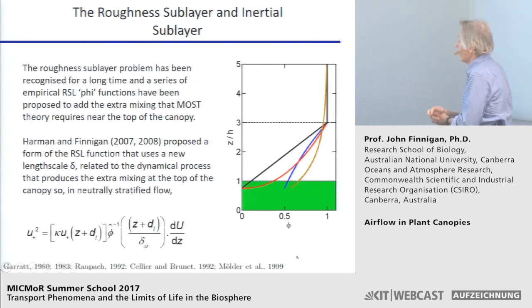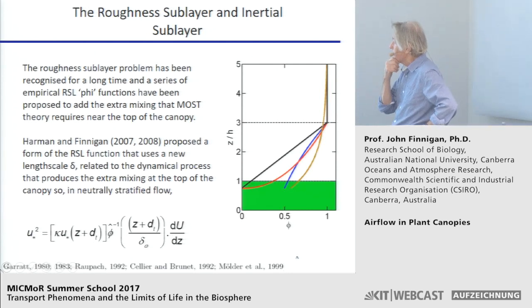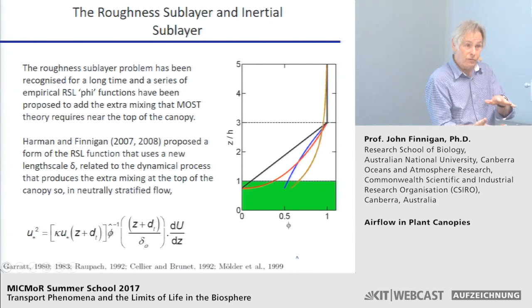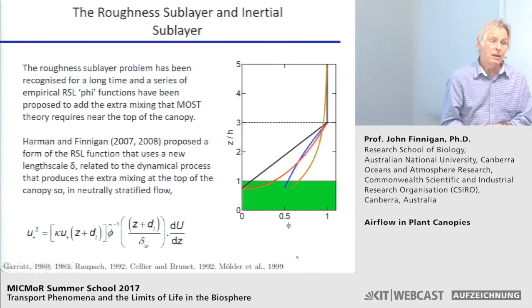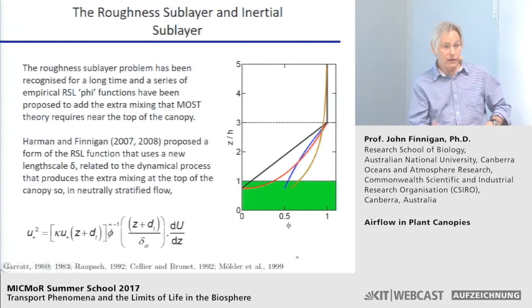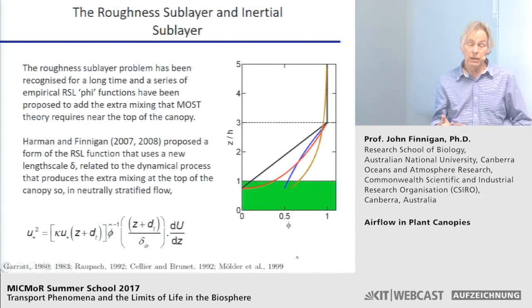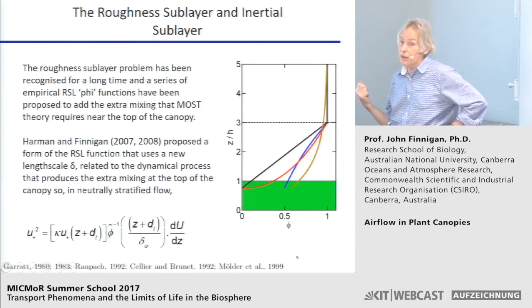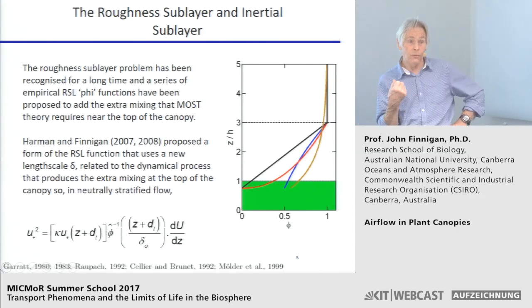So this layer, where you depart from Monin-Obukhov theory, is called the roughness sublayer. And it's been recognized for a long time, because if you don't do this, then if you parameterize exchange from the surface into the boundary layer as if it was all Monin-Obukhov all the way down to the canopy, then climate models and weather models just go wrong.